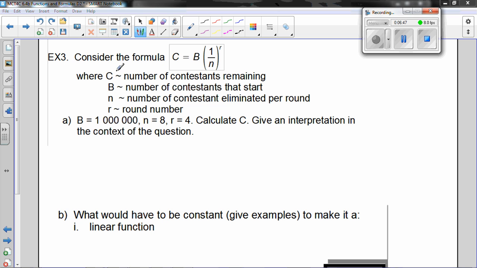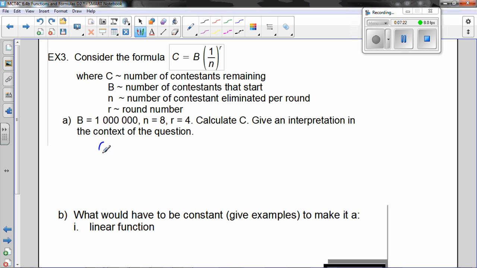All right, this formula, nasty formula. C is the contestants remaining, B is the number of contestants at the start, N is the number of contestants eliminated per round, and R is the round number. I'm thinking of this equation as almost like a World Series of Poker thing, right? Where after so many rounds, we can figure out how many contestants are left over.